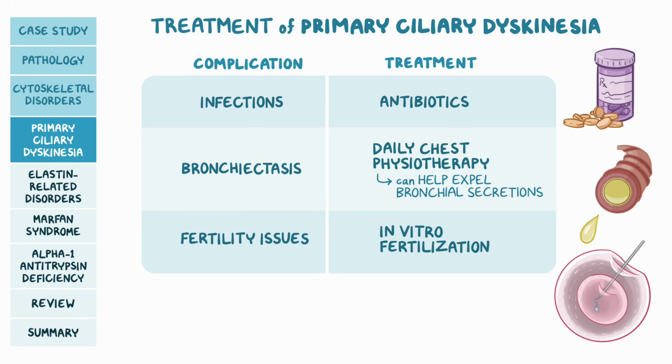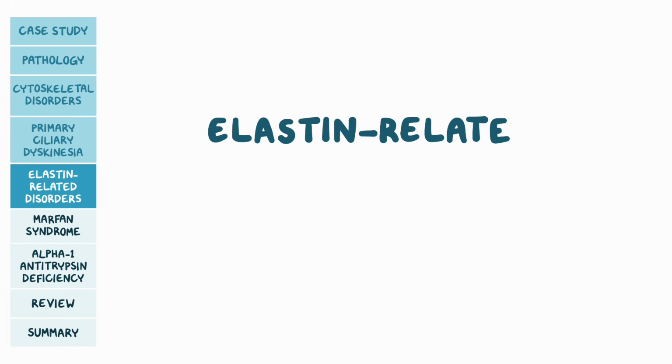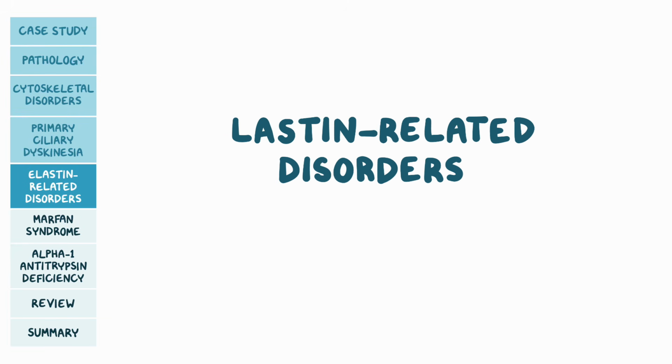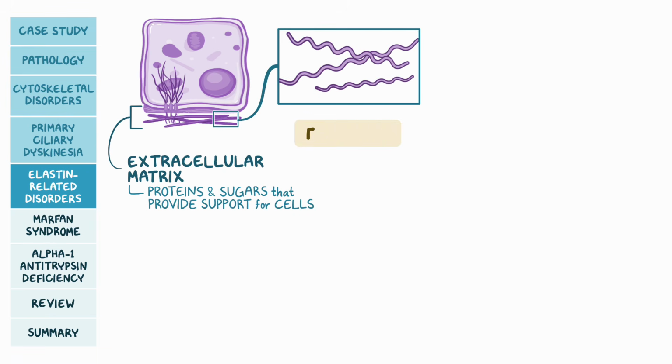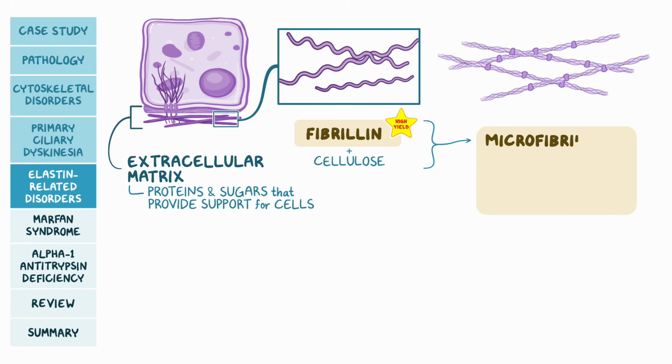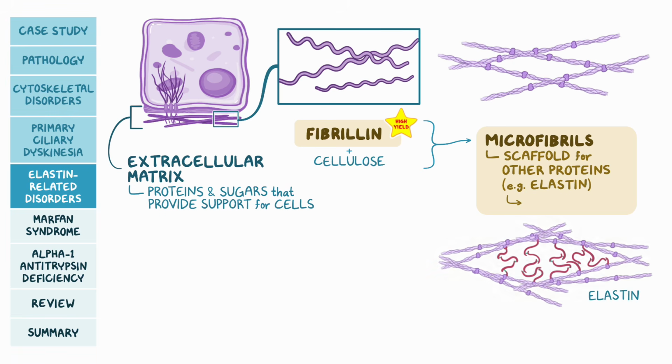All right, let's switch gears and talk about elastin-related disorders. But first, a bit of physiology real quick. Within the extracellular matrix is a network that consists of several proteins and sugars which provide support for the surrounding cells. Zooming into this network, there's a glycoprotein called fibrillin, which along with other molecules like cellulose form strong rope-like structures called microfibrils. These act as a scaffold for other proteins like elastin, forming elastic fibers, which are highly cross-linked.